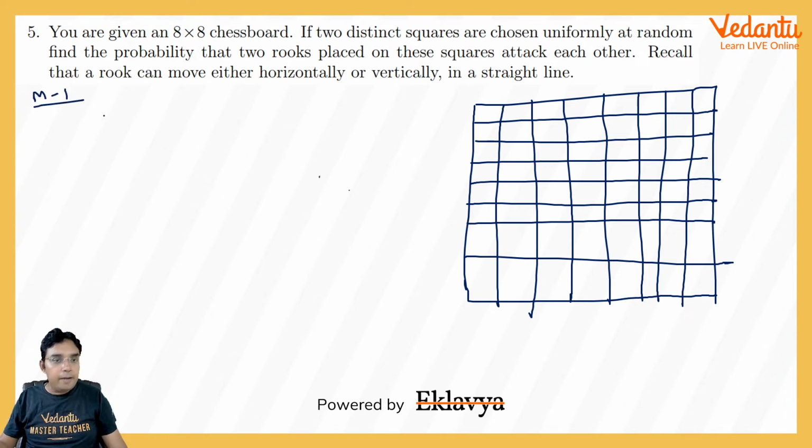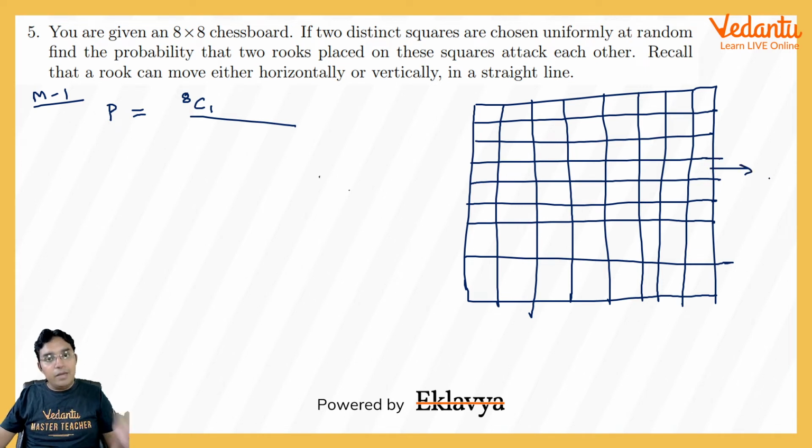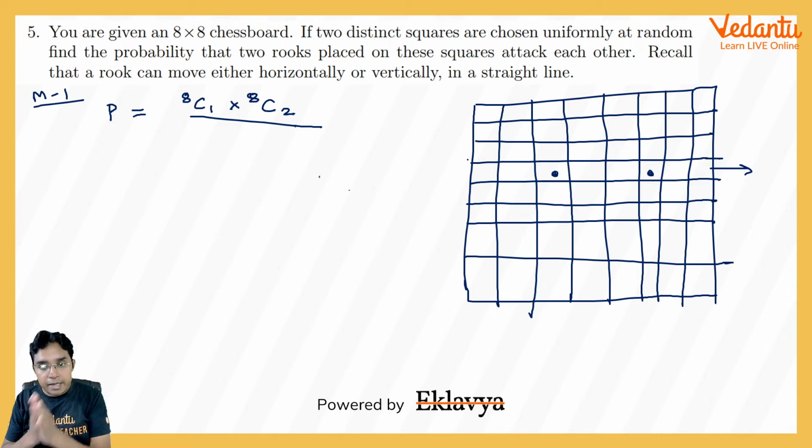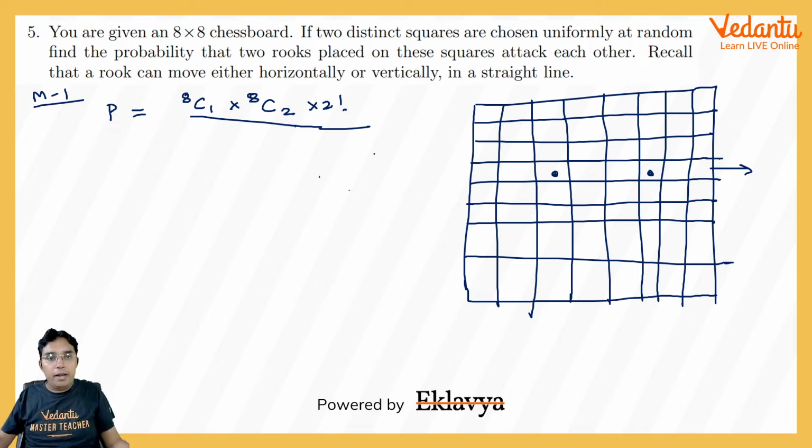My first method is: in which row am I going to place the 2 rooks? I have 8 rows, so 8C1 ways to choose which row I want. Now suppose I have chosen this row. Now in this row I may put my 2 rooks in 8C2 ways in any 2 of the boxes. And if you want to consider the order in which they appear, that may be black rook and white rook, then you may do 2 factorial also here. Okay, that is the thing that we require.